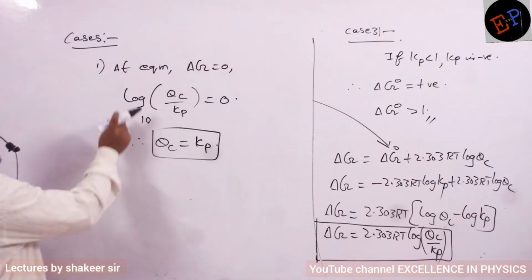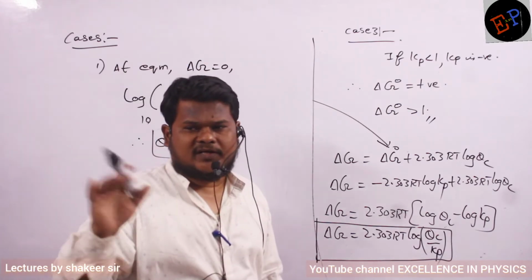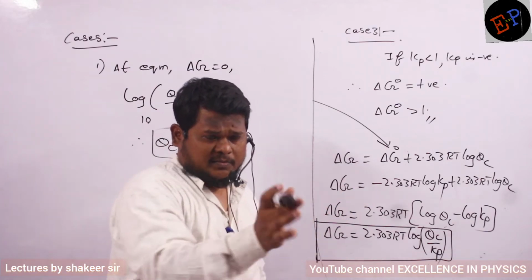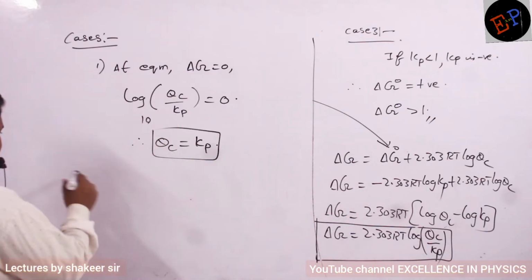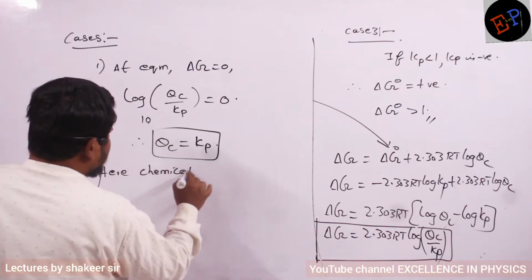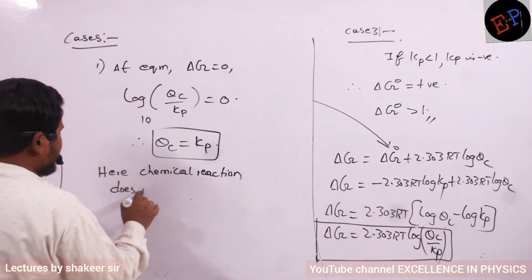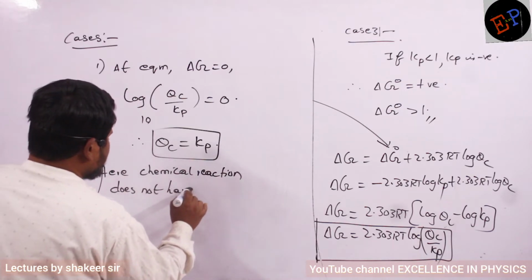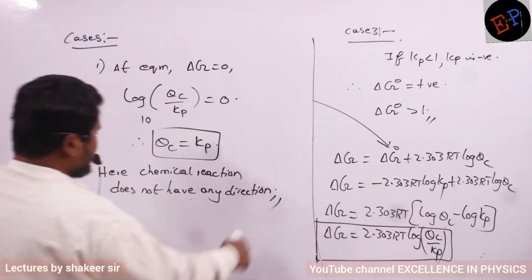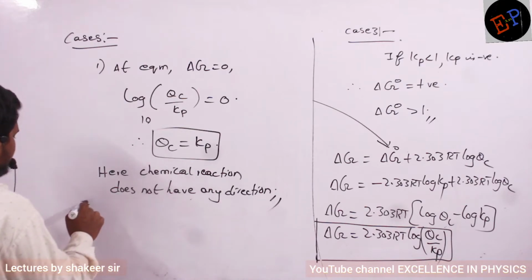Now when Gibbs free energy is 0, there is no direction for this equilibrium reaction. It is not traveling in the forward direction, and it is not traveling in the backward direction. So therefore the chemical reaction does not have any direction. Are you able to understand? Now we will write case number 2.